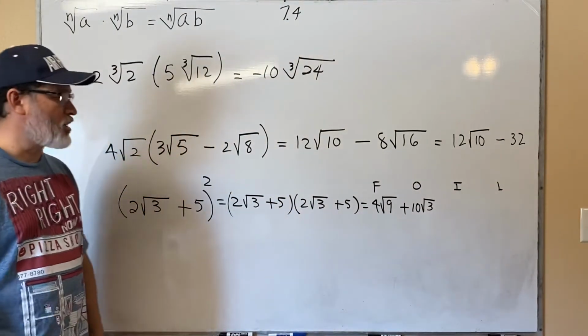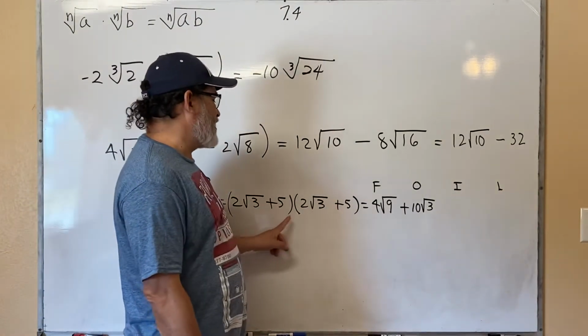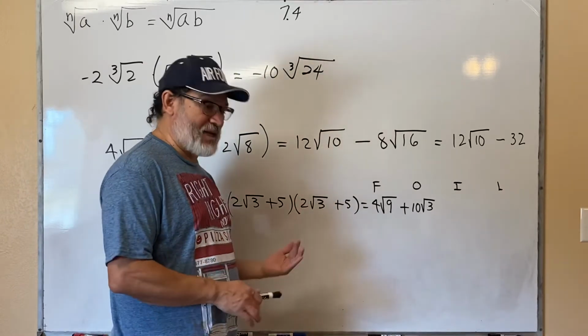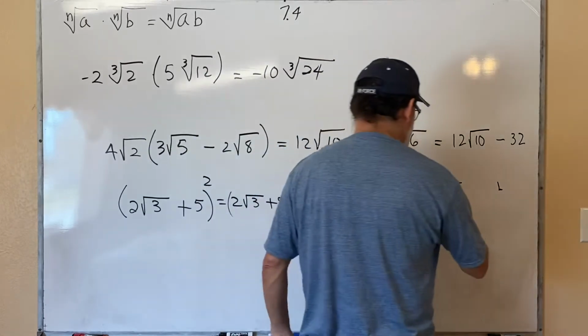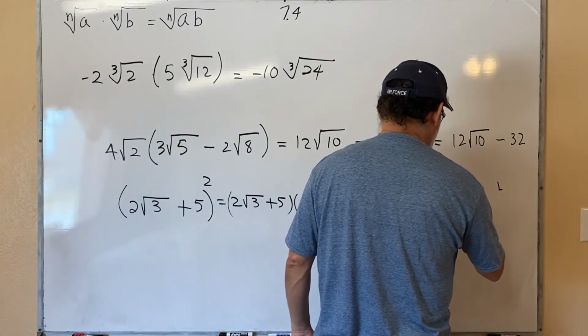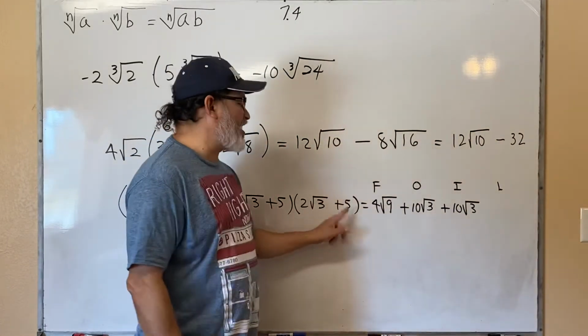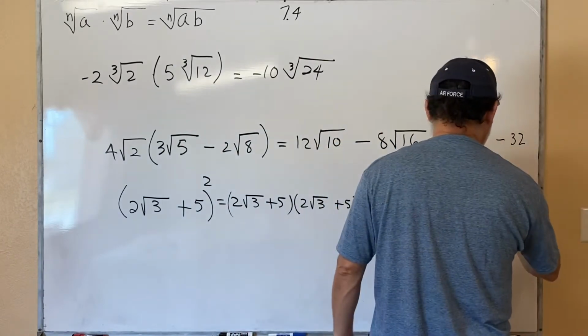Inner. 5 times 2 the square root of 3 is what? That's going to be 10 the square root of 3. And then 5 times 5, which is last, is 25. Plus 25.